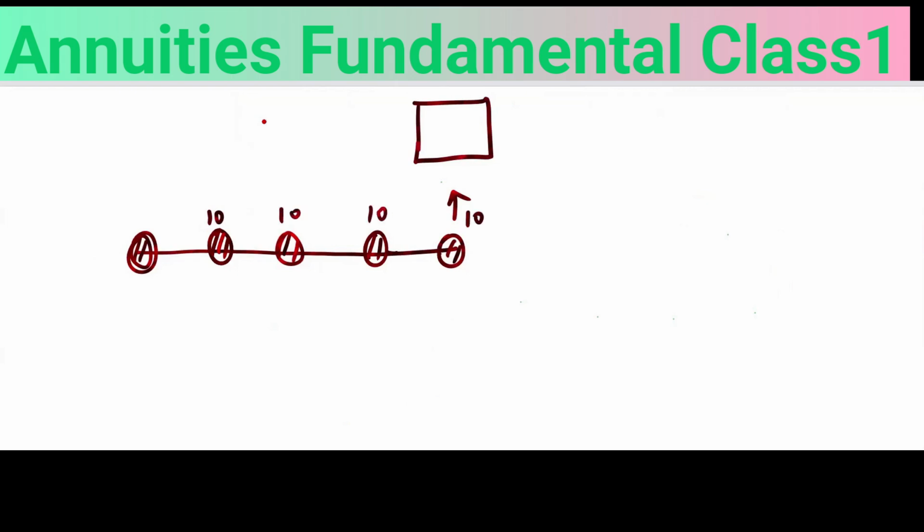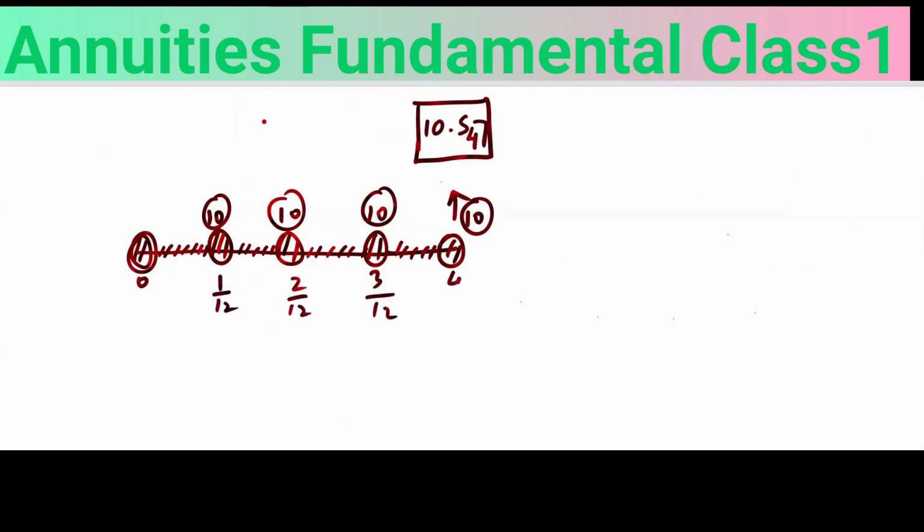If you see, the payments are in arrears. For this period, the payment is here. For this period, the payment is here. For this period, the payment is here. For this period, the payment is here. And you want to find the value here. In that case, you have to write 10 S4. That's all. It's over.